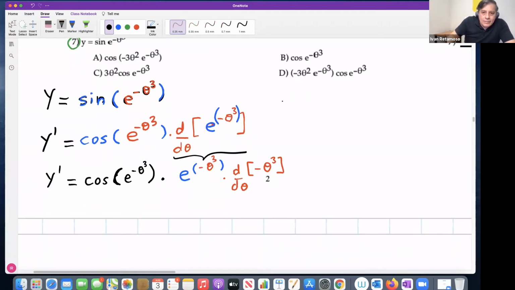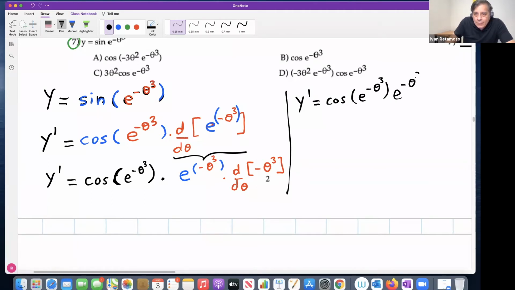So let's put everything together here. Look, y prime should be equal to cosine of e raised to minus theta cubed multiplied by e raised to minus theta cubed. I'm dropping the parentheses here, times this derivative. But what is this derivative? Any guy could tell us what is this derivative? The derivative of theta cubed with respect to theta. Minus 3 theta squared. Excellent, excellent, Adriana. Very good, excellent. You got it. Very good, excellent.